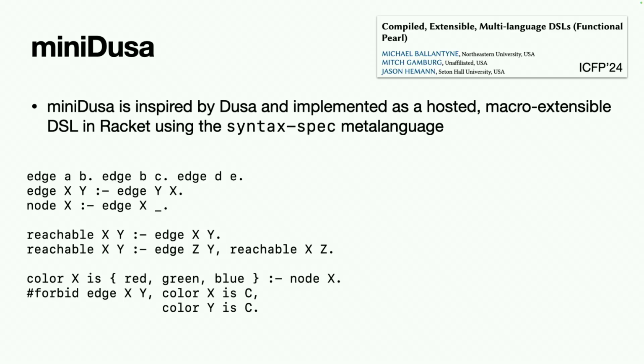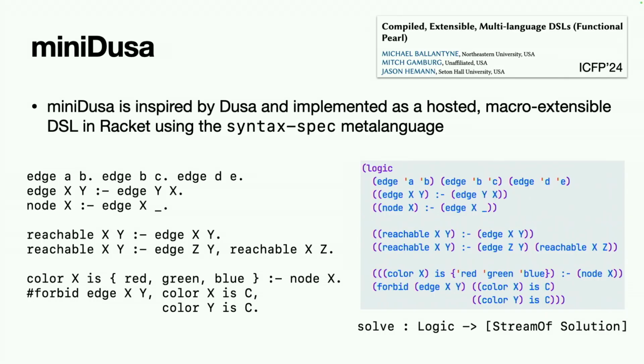So let's first take a look at this example that we've seen and translate it into miniDusa. As you can see, it looks basically the same, but with more parentheses now. I know everyone was getting concerned at the lack of those. Here, this is basically the same program, and if we wanted to solve it and get out a big stream of solutions, there's a solve function that takes one of these programs and computes the solutions there.